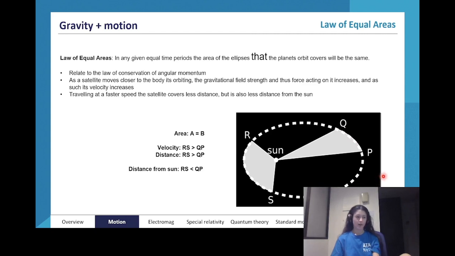This is because as a satellite moves towards the body that it's orbiting, the gravitational field strength and thus force acting on it increase. And as such, its velocity increases because there's more force acting on it.